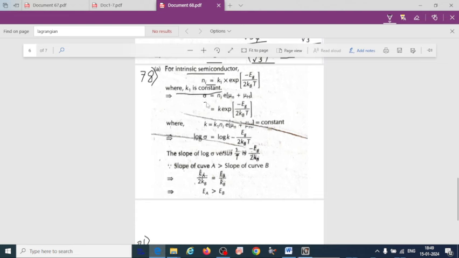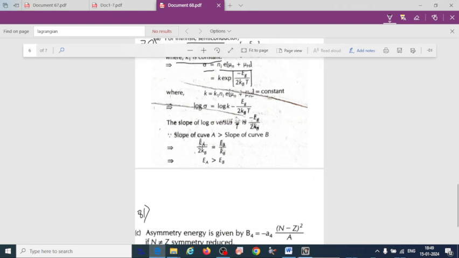Sigma is what? Conductivity for an intrinsic semiconductor is Ni e into mu n plus mu h, the mobilities of electrons and holes. So we can write K exponential minus Eg divided by 2 kB T.